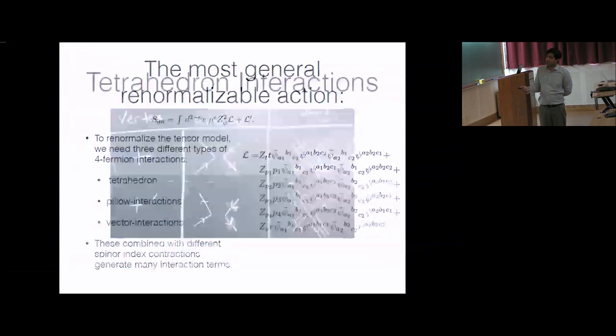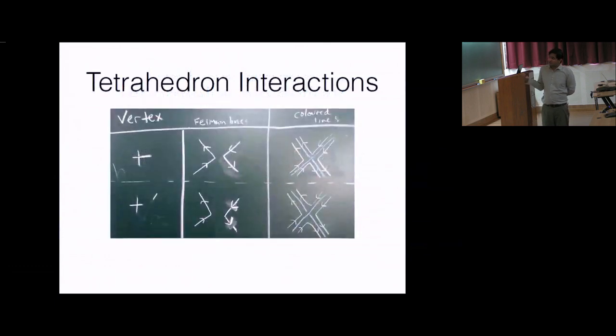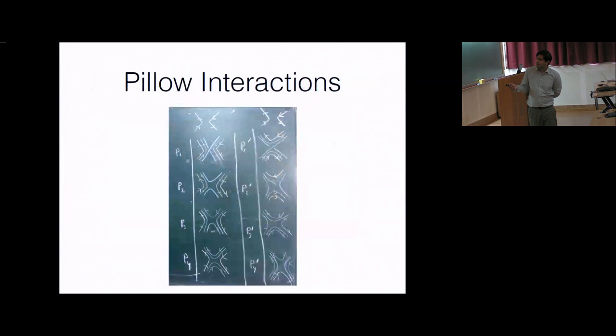The first are the tetrahedral interactions, and this is how the indices are contracted. These two are different colors, one green and one orange. Here this is the tetrahedral interaction, and this is how the colored index lines look. And there are two of them because of the different gamma matrix contractions.